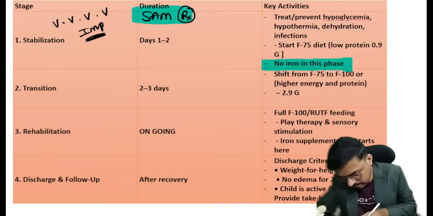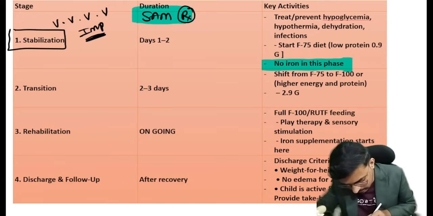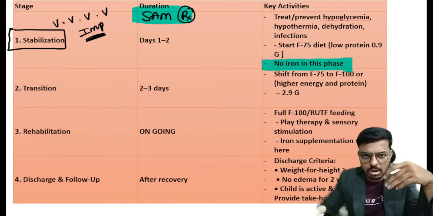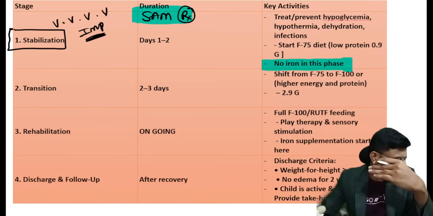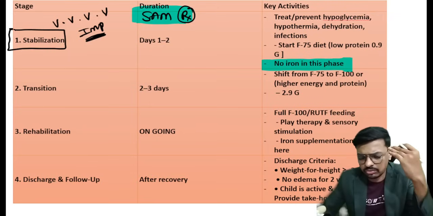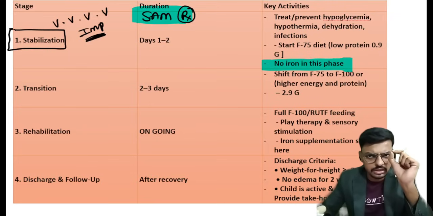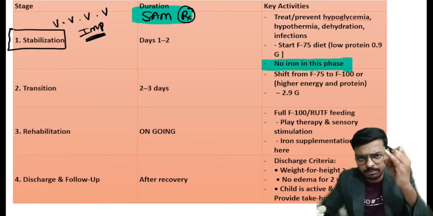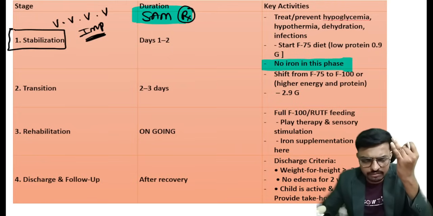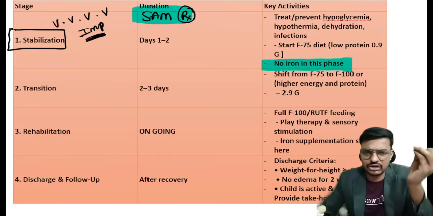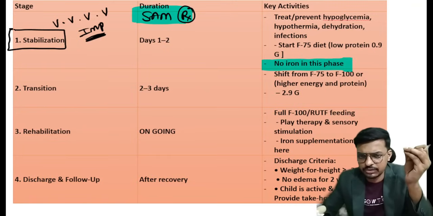Next, the first phase of the treatment of our SAM is the stabilization. In this particular case, our focus should not be to restore all the lost protein, and not to focus on recovering all the calories. Our focus will be just to make the patient stable. Means electrolyte imbalance we will cover here, along with the fluid imbalance. We will treat the dehydration, the hyponatremia, hypothermia, whatever happened.